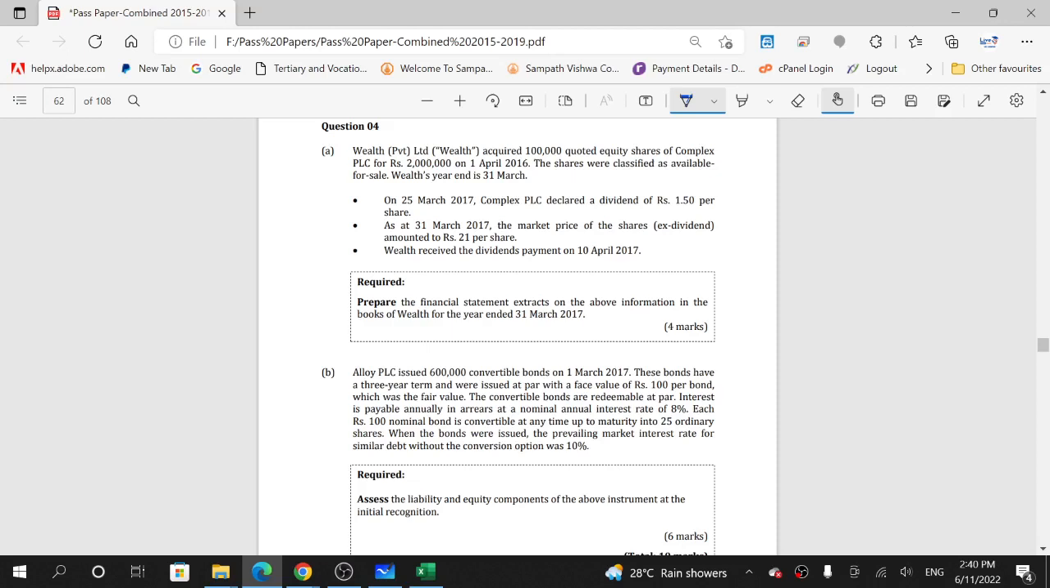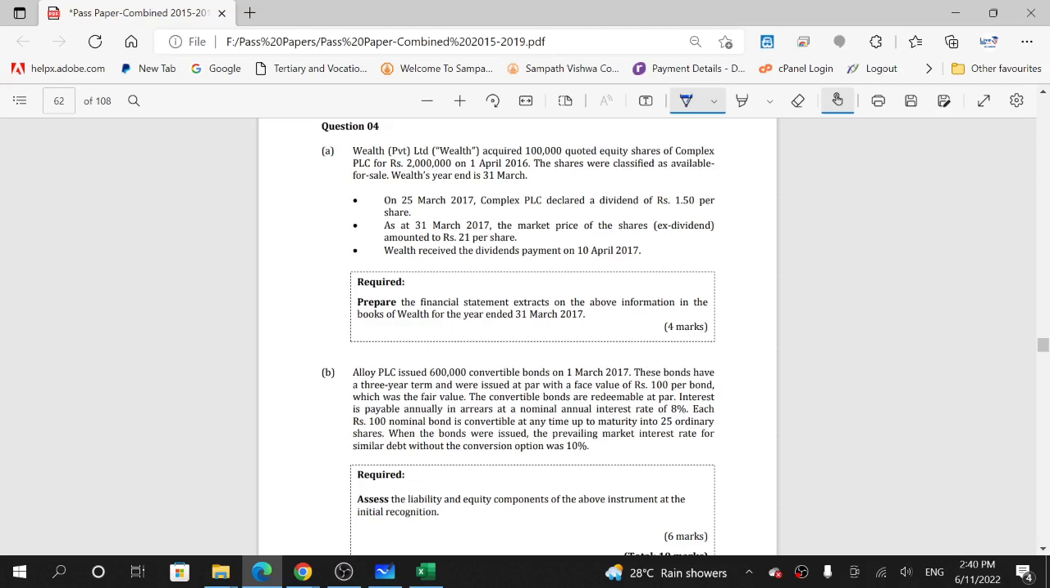As at 31st March 2017, the market price of a share, ex-dividend, amounted to 21 per share. Well received the dividend payment on 10th April 2017. Prepare the financial statement extract on the above information in the books of Well for the year ended 31st March 2017. So what you want to show is the financial statement extracts.